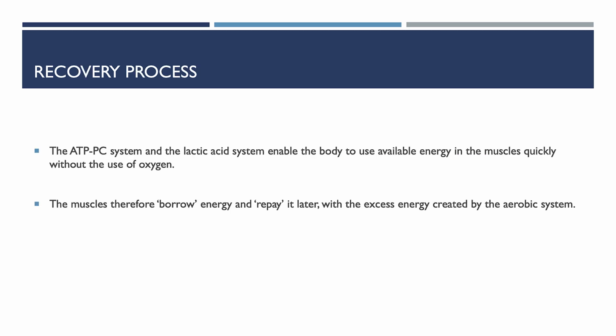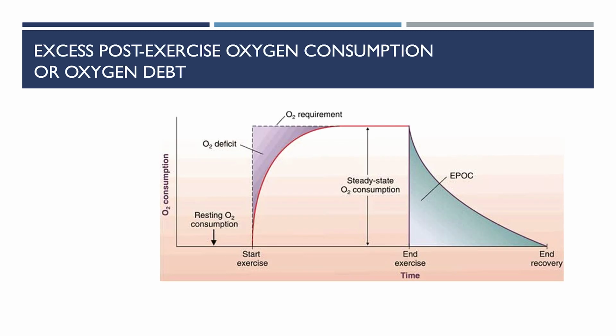The recovery process. The ATP-PC system and the lactic acid system enable the body to use available energy in the muscles quickly without the use of oxygen. The muscles therefore borrow energy and repay it later, with the excess energy being created by the aerobic system. This is often referred to as excess post-exercise oxygen consumption, or oxygen debt.